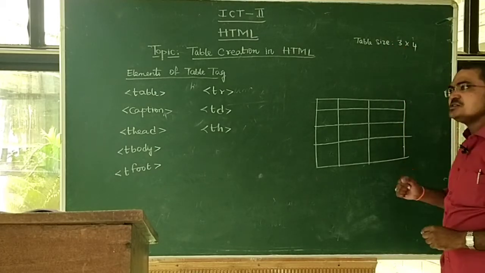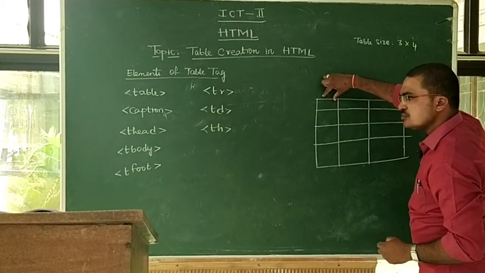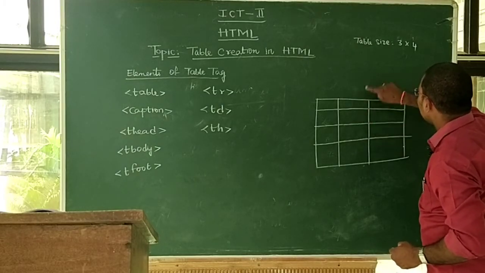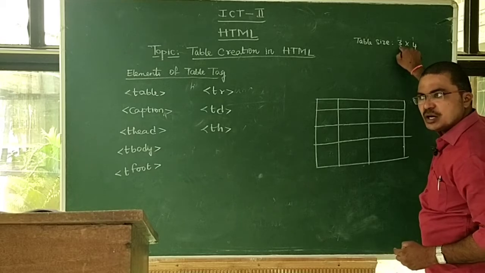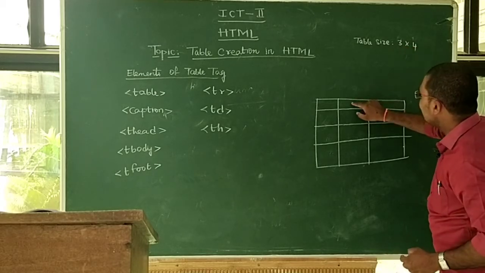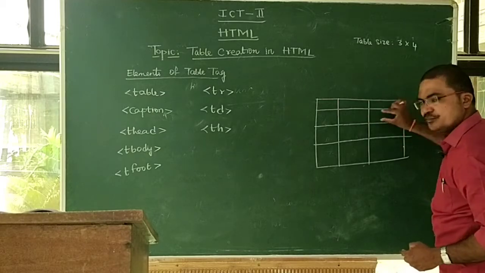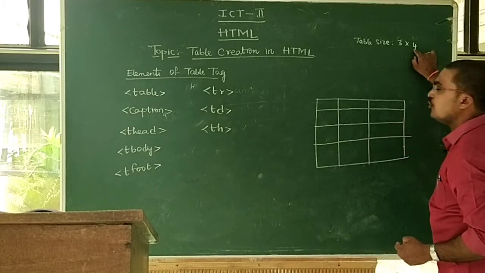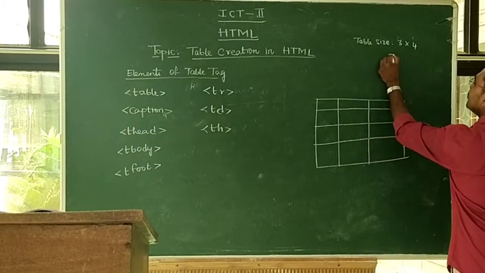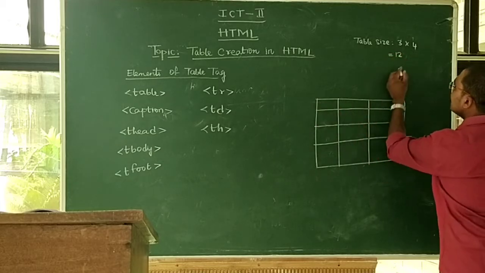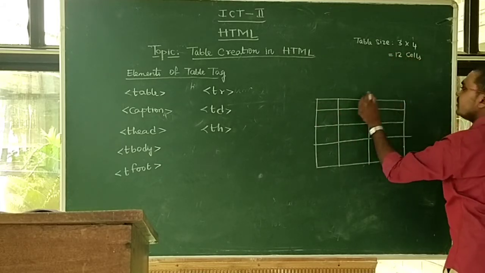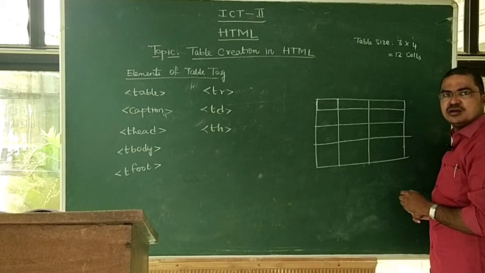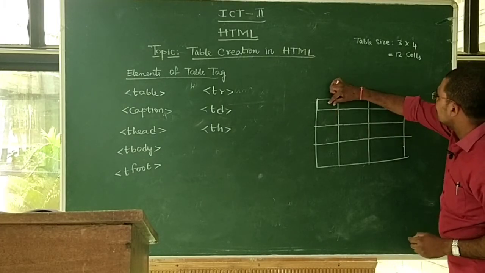You know, this table contains 3 columns: column number 1, column number 2, and column number 3. That's why the column size is 3. This table also contains 4 rows: row number 1, row number 2, row number 3, and row number 4. That is 4. So 3 into 4 is equal to 12. 12 is the number of cells. An intersection of a row and a column is called a cell. That means in this table there are 12 cells.